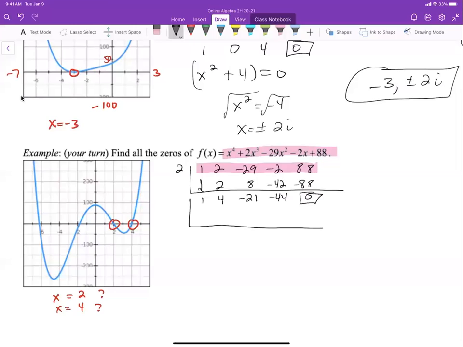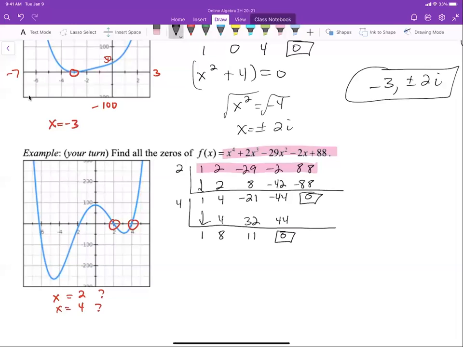X minus 2 is a factor. All right, let's try the 4. Let's see. I get a 1, I multiply, I add, I multiply, gives me 32. 32 minus 21 gives me a positive 11. 4 times 11 gives me a positive 44. Then I add those two together. What is my remainder? I get 0. That means 4 is a 0 or a root, and x minus 4 is a factor.